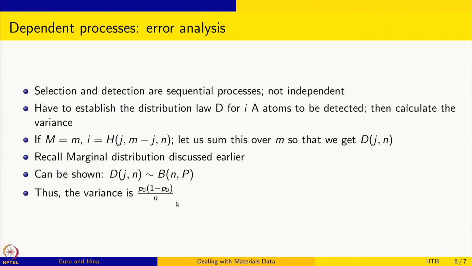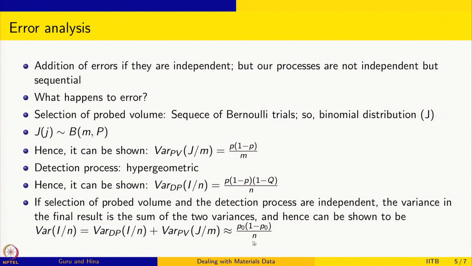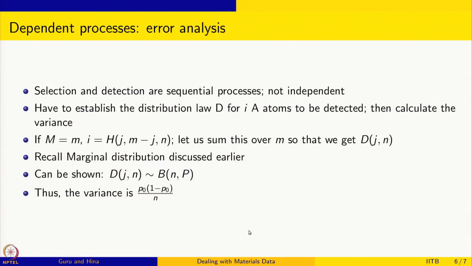This is what I said about the surprising result at the end after doing all the analysis. Here is a process where we assumed that they are independent and we just added, and approximately we got this result. And here is a process where we have done the actual, correct analysis, assuming that they are sequential and not independent.